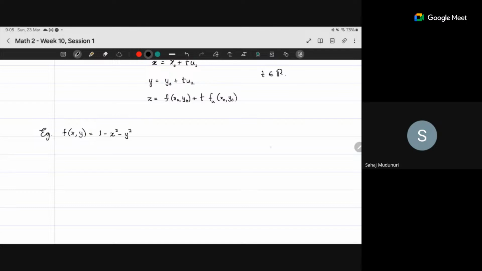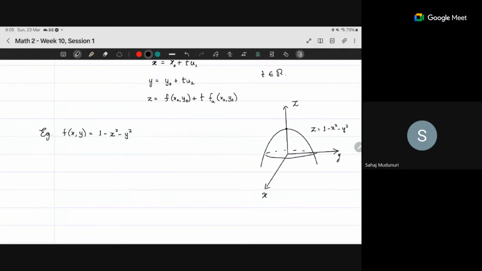What was it? 1 minus x square minus y square. It was exactly the same thing. It is the inverted paraboloid shifted up by 1 unit. So this is in R3. So this is your domain xy. XY plane is your domain, and z is the height. So z is equal to 1 minus x square minus y square.